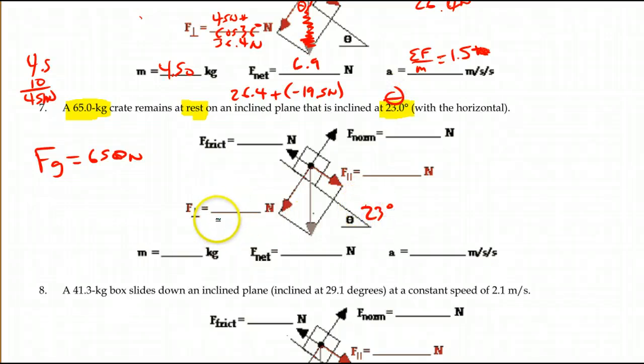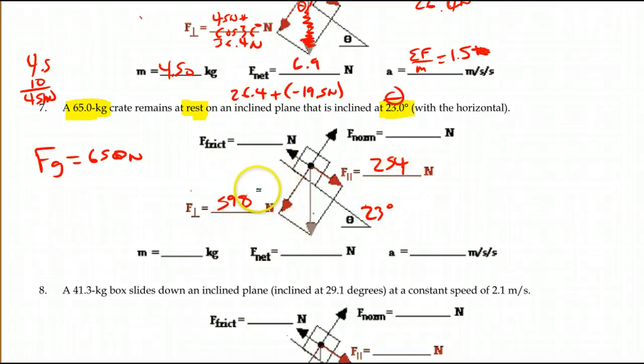So again, the perpendicular component is the cosine of 23. Again, we are in degrees. Just make sure you're in degree mode when you're making these calculations. Multiply by 650. That's 598. We're talking 3 significant figures there, so let's leave it at 598. And then the parallel section is going to be the sine of 23 degrees. We're going to multiply that by the weight of 650. And we're talking 254 newtons.